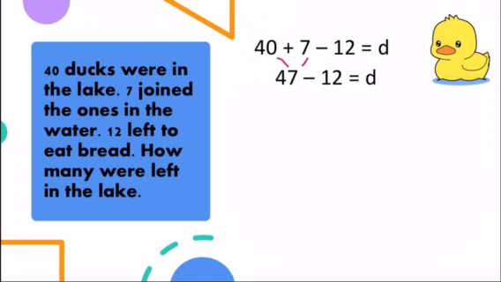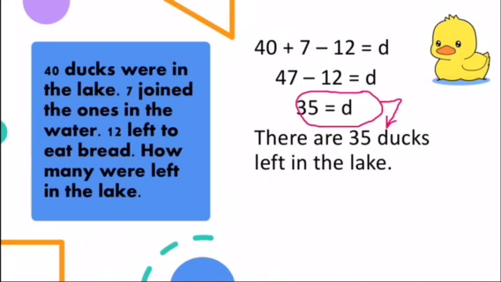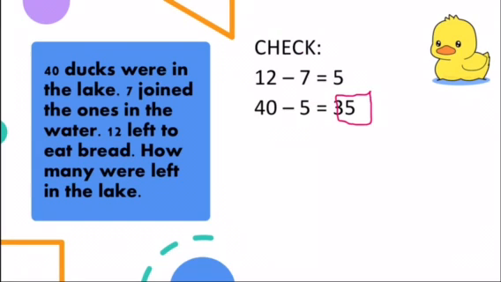The d represents the number of ducks left in the lake. To solve this, all we need to do is the order of operations. First, we do 40 plus 7. This makes our equation 47 minus 12 equals d. Then we subtract 12 from 47. This makes our equation 35 equals d. The number of ducks left in the lake is 35. To check this, we can work through it reasonably. The difference between 12 and 7 is 5, and 40 minus 5 is 35.